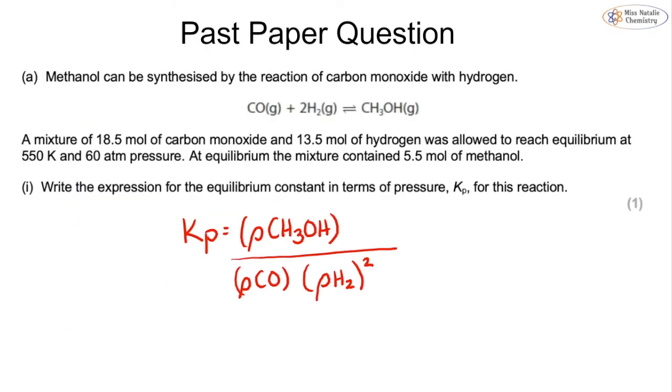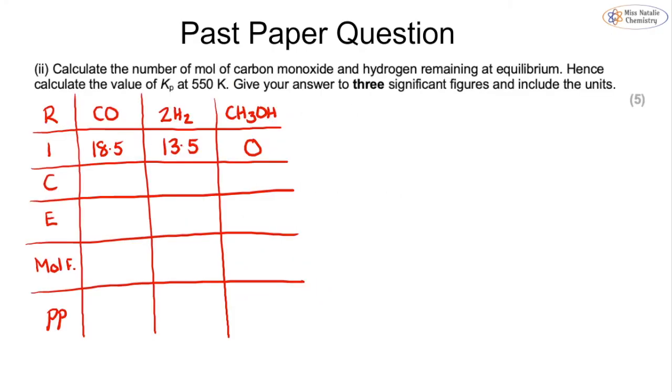Going back to the question, it tells us that we contain 5.5 moles of methanol at equilibrium. So if this is 5.5, my change here is plus 5.5. So now I look at my reactants. Well, if my products are going up by 5.5, this must be coming down by 5.5. So my equilibrium moles is 13.